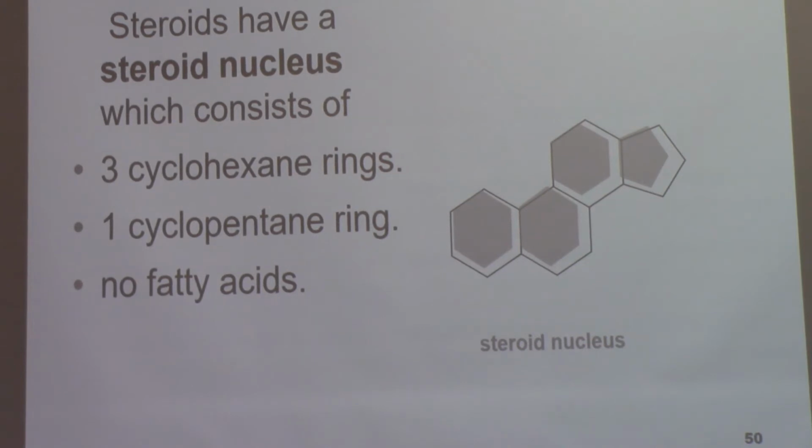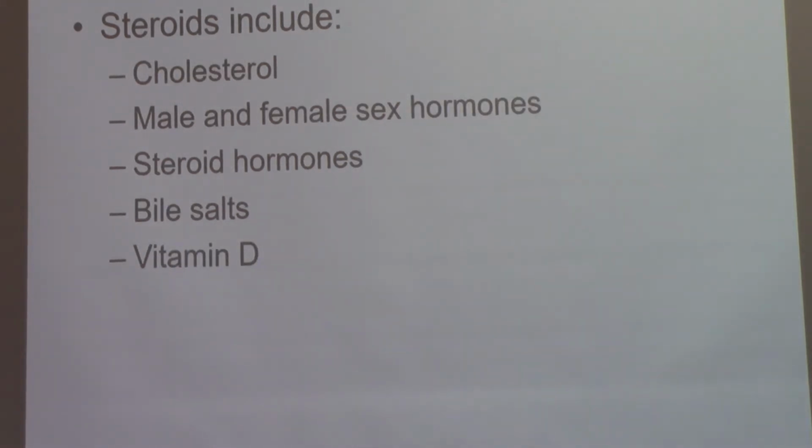And notice it doesn't look at all like a fatty acid. It's almost completely all carbons. If you notice, all the ends and all the points, they're all carbons. So this is a lipid because it's mostly carbons, which makes it non-polar. All right, steroids include cholesterol, male and female sex hormones, steroid hormones, bile salts, and vitamin D. We'll talk some bit about the first 3, cholesterol, male and female sex hormones, and steroid hormones.